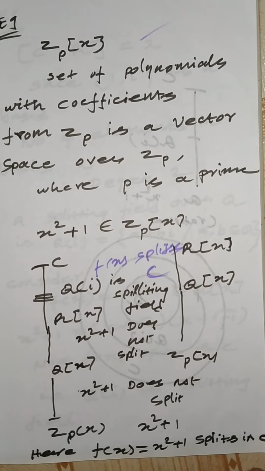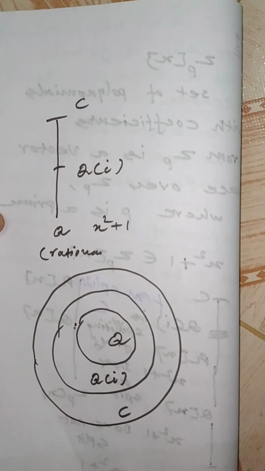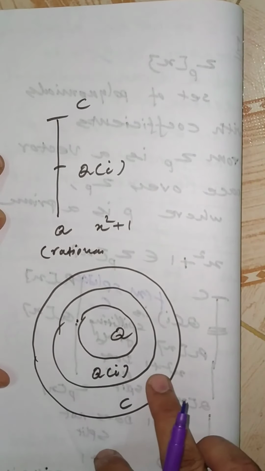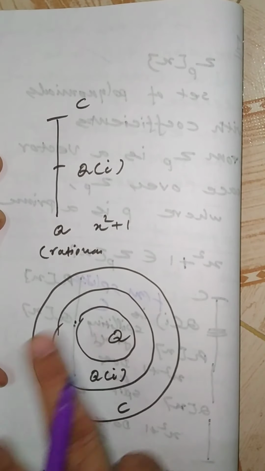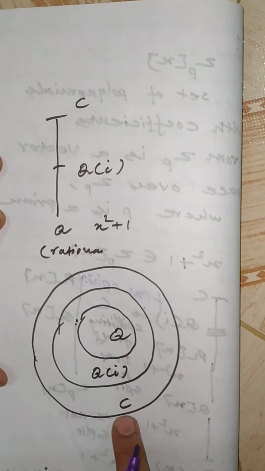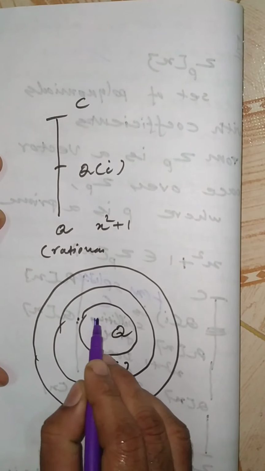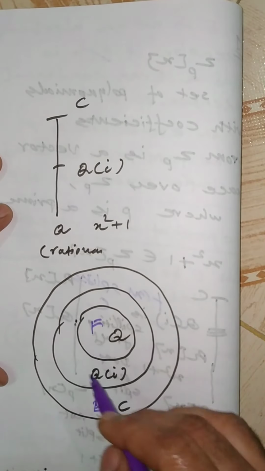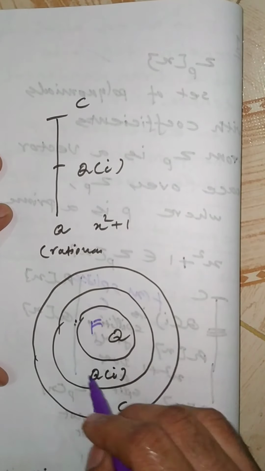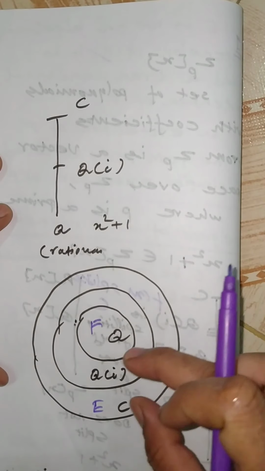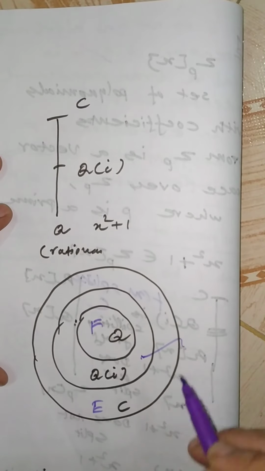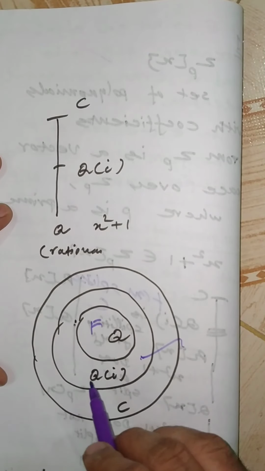I hope everyone understands. This diagram is more than enough, I think. So Q is the field F, then the extension is C. This is the F, this is the extension E. In between, we are getting the smallest extension, Q(i). This one is the smallest extension.